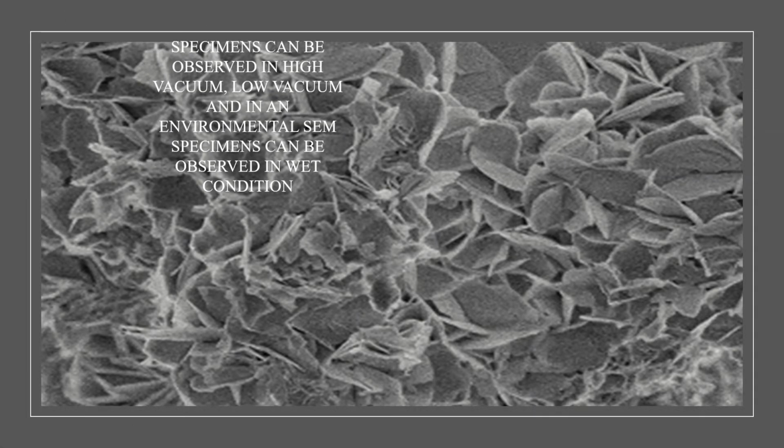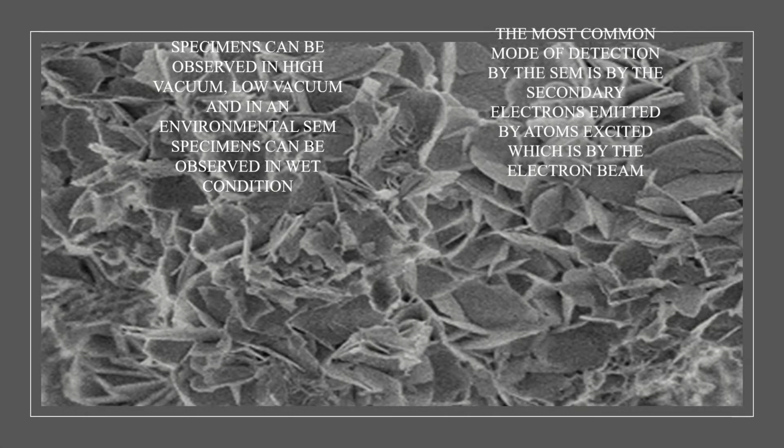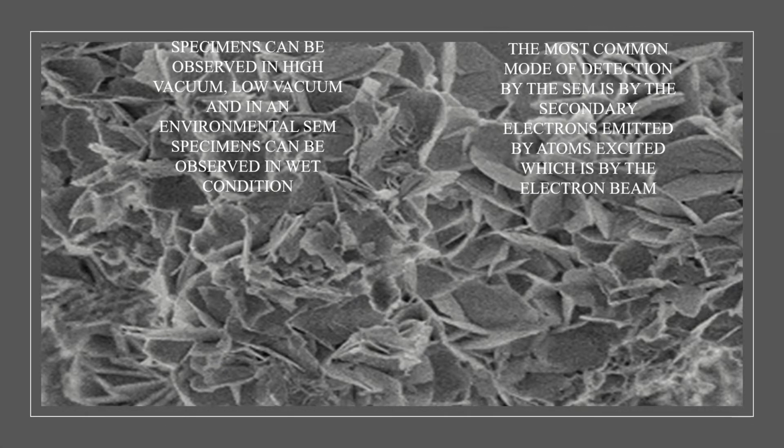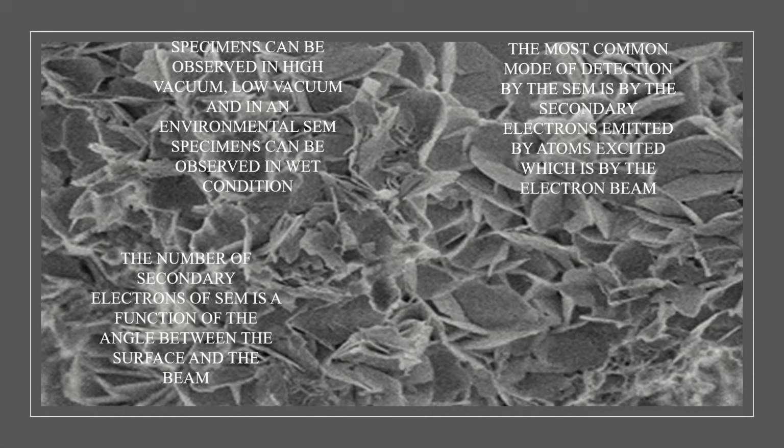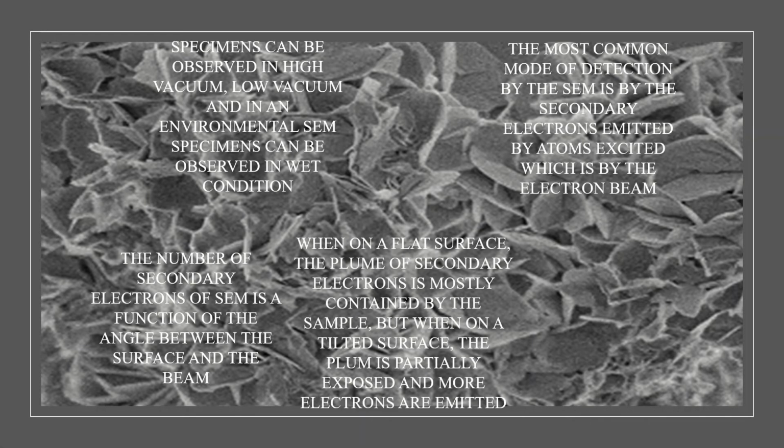Specimens can be observed in high vacuum, low vacuum, and, in environmental SEM, in wet conditions. Second, the most common mode of detection by the SEM is by the secondary electrons emitted by atoms excited by the electron beam. Third, the number of secondary electrons is a function of the angle between the surface and the beam. Fourth, on a flat surface, the plume of secondary electrons is mostly contained by the sample, but on a tilted surface, the plume is partially exposed and more electrons are emitted.